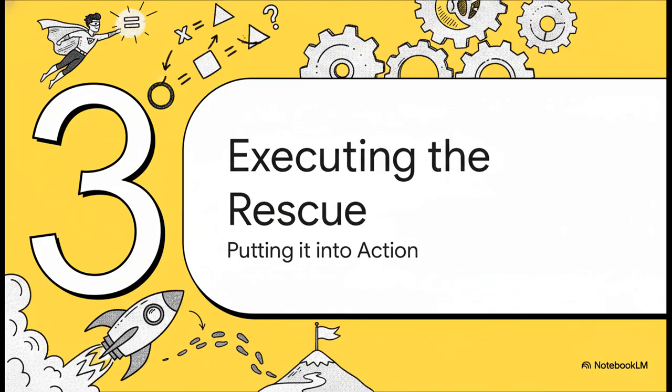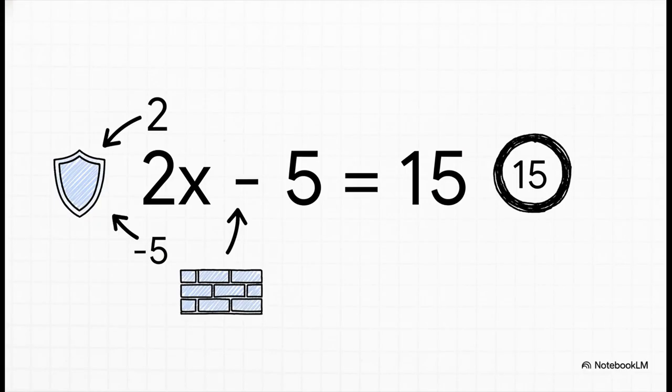Okay, enough planning. It's go time. Section 3, executing the rescue. Let's get our hands dirty and put this SADMEP strategy into action on a real mission. All right, team, here's the briefing. The mission is 2x minus 5 equals 15. We can see our hero, x, is blocked by two obstacles. It's being multiplied by that 2, and there's that pesky minus 5 hanging around. Our job is to clear them both.